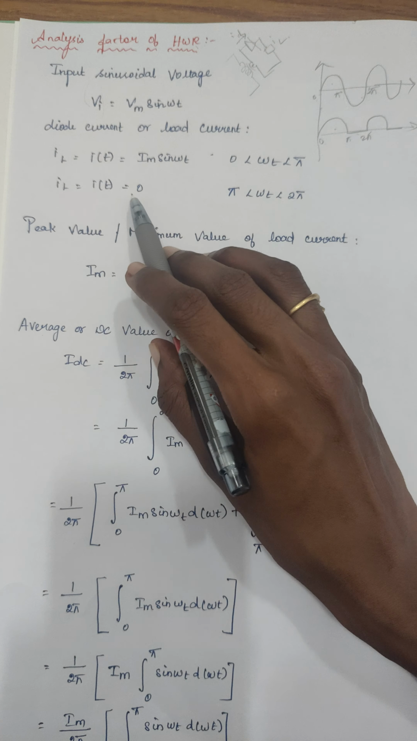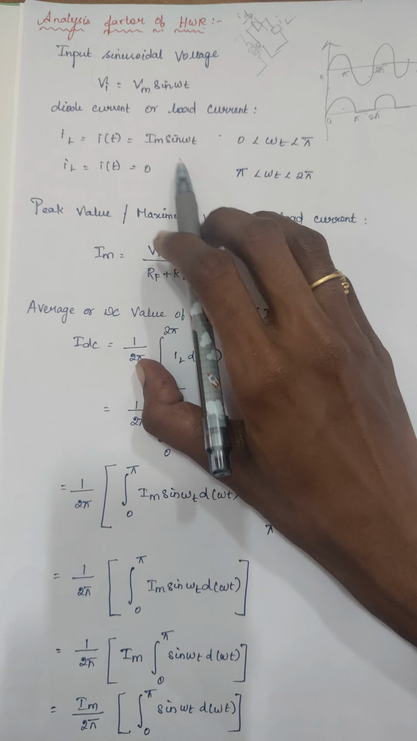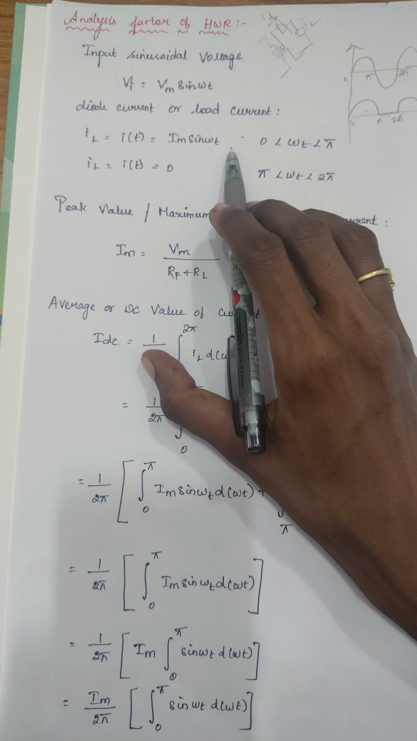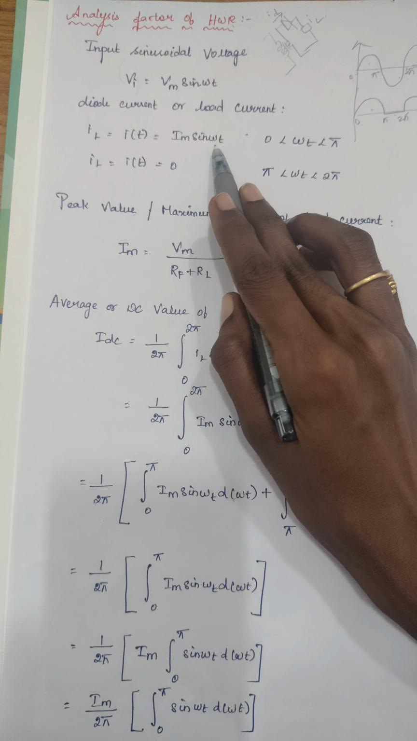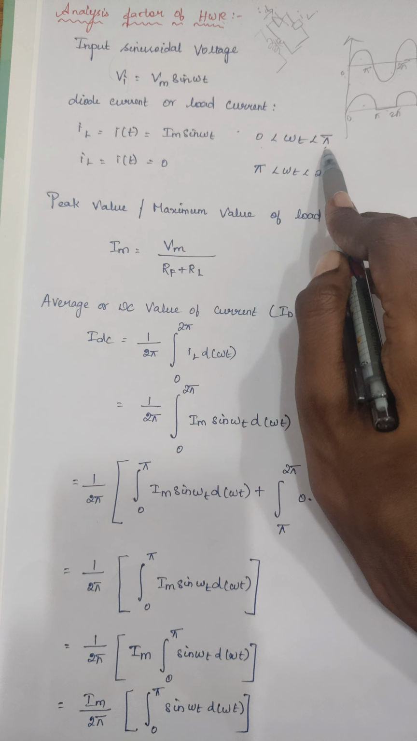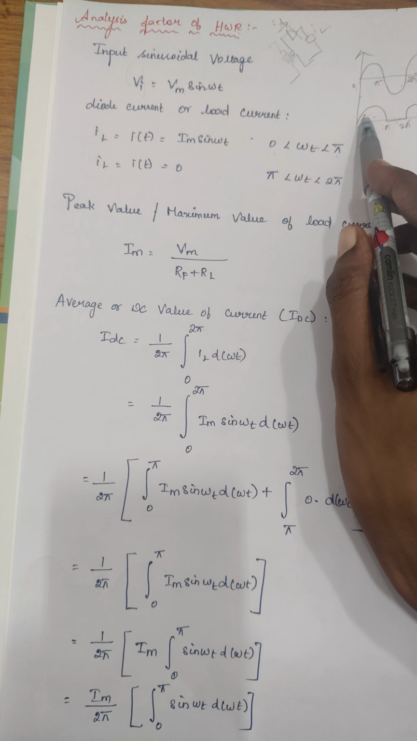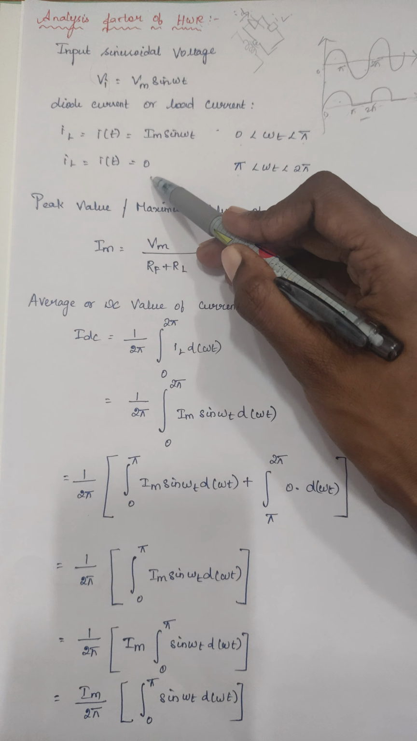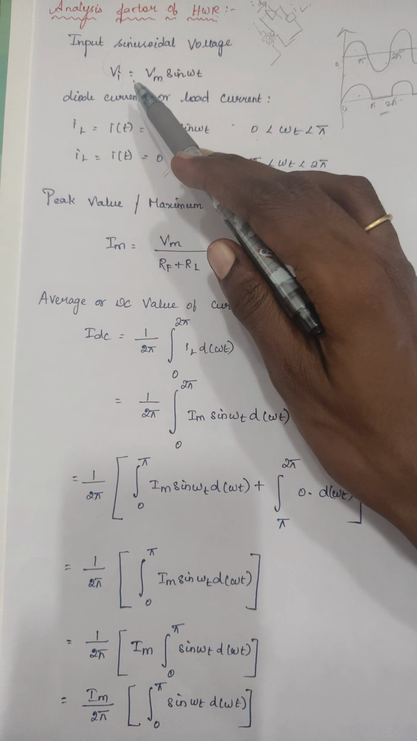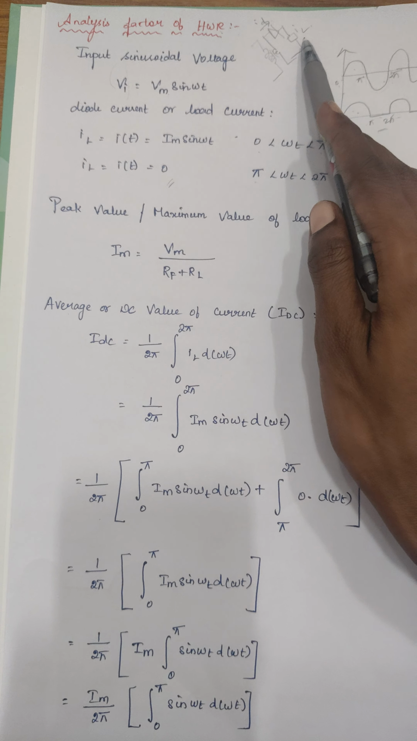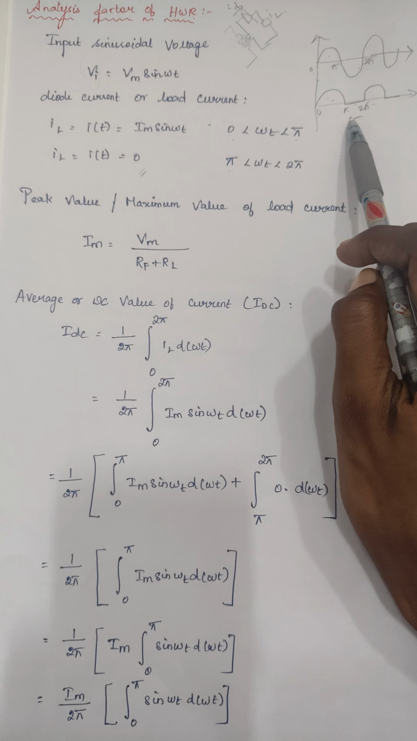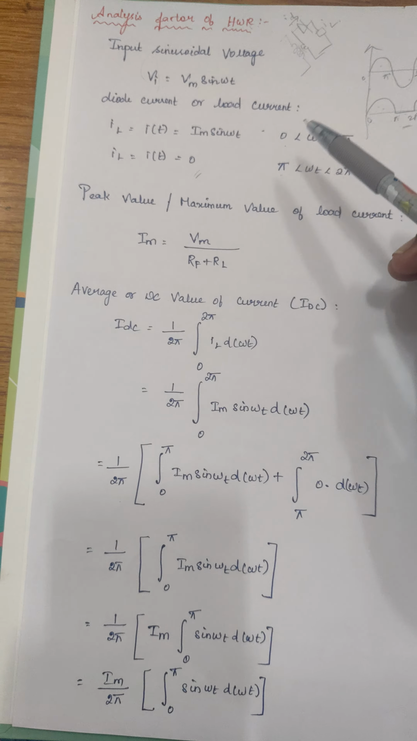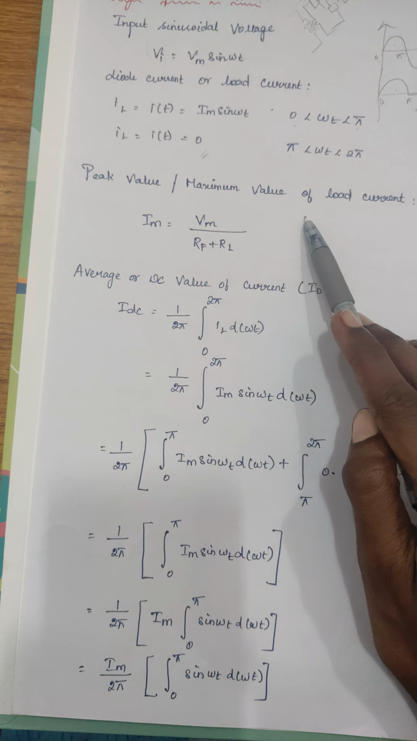Now compare this output waveform with this equation. Your load current IL is i of t is equal to Im sin omega t. That means you will get the output Im sin omega t only between 0 and pi. During pi to 2 pi you will not get any output, so this value is 0. So this is the input, and the output, the load current or diode current, is present during 0 to pi, and between pi to 2 pi you are not getting any output.